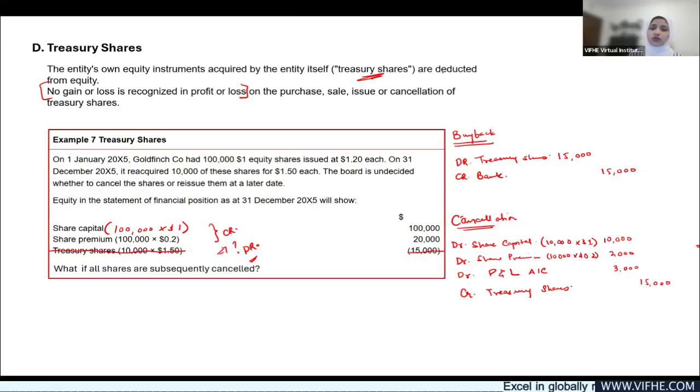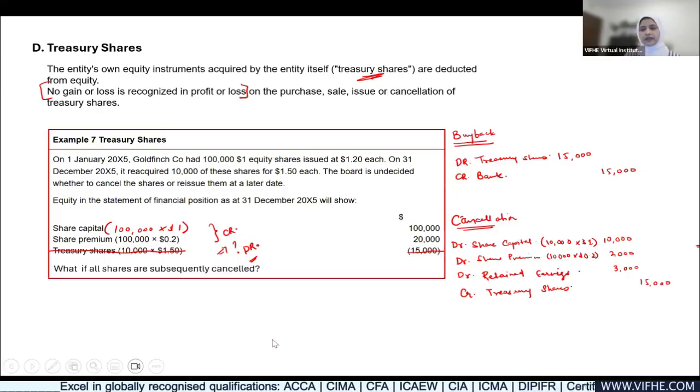I cannot. So the impact is that yes, the loss booking is taking place, but not through P&L. It is directly impacting my retained earnings. Has this cancellation entry been understood by everyone now? Yes or no? Okay, great.